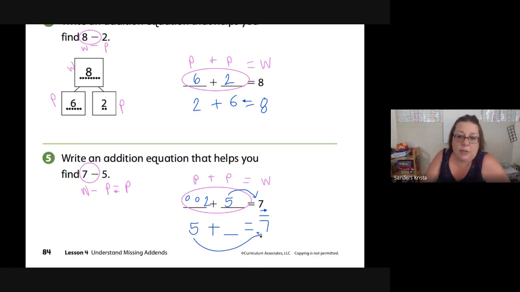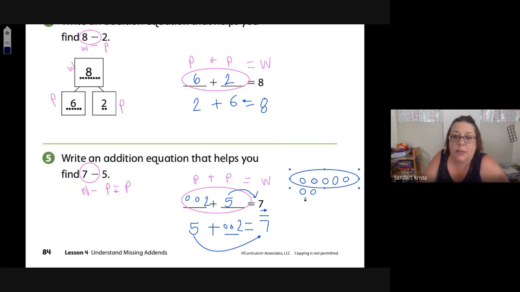5, count up to the whole, 5, 6, 7. My answer is 2. I could draw 7 as my whole. 1, 2, 3, 4, 5 new lines, 6, 7. I could circle my part, which is 5. That's the part that I knew. The part I did not know was this right here, whatever is left over.